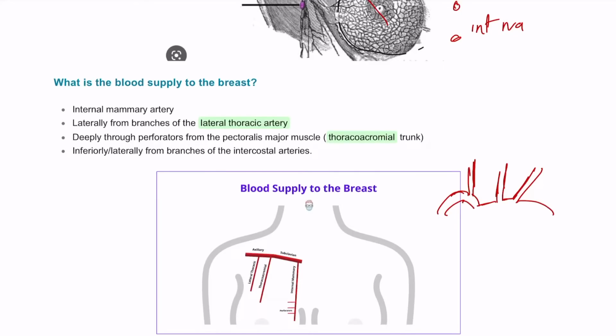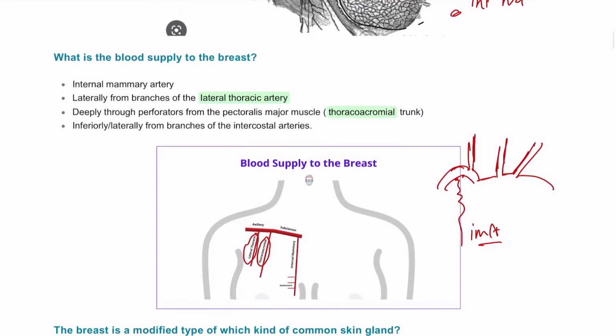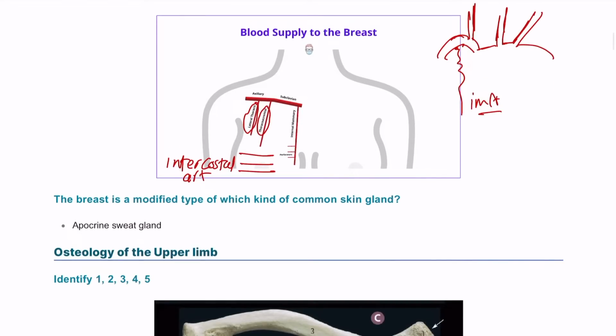So this subclavian artery gives a branch called the internal mammary artery, and also gives something called the thyrocervical trunk, the thoracoacromial artery, and also the lateral thoracic artery as well. So these are the two more branches for the arterial supply of the breast, and the venous drainage will usually follow the same. And sometimes it will take some blood supply from the intercostal arteries as well. The breast is a modified sweat gland, and it's a modified apocrine sweat gland. This is the type of the sweat gland that the breast is modified from.